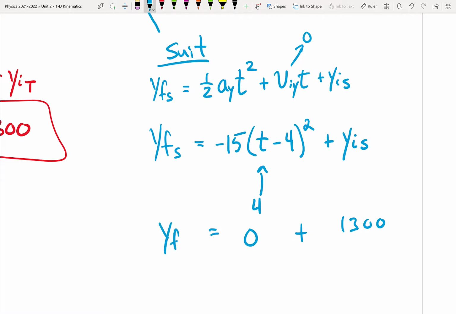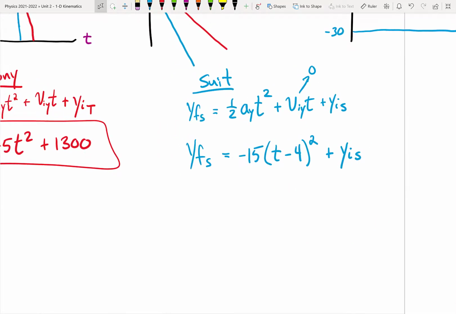That would be its current position y at 4 seconds. It would have a position of 1,300. But that's only because I have this -4 in here. Okay, so I have to have that -4 to show that my suit has not left the building yet. At 4 seconds, it's still at 1,300. And that's something you learn in Algebra 2, right? Like shifting the graph over.